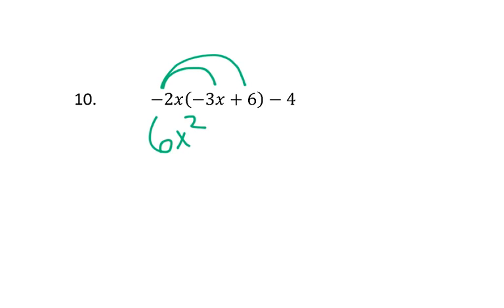Now we're going to do the second part. Negative 2 times a positive 6 is going to be negative 12, and then I just have a single x, so I put my x. Now I tack on my minus 4 at the end. I stop at the end of the parentheses with the multiplying. I'm not going to multiply by that negative 4. Then I simply look at them and say an x squared, an x, and no variable. So I cannot combine any of those, so that is my final answer.